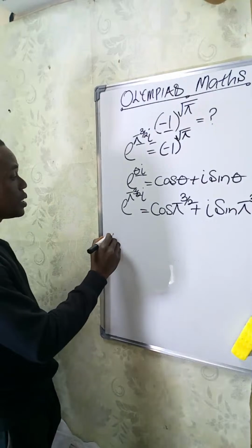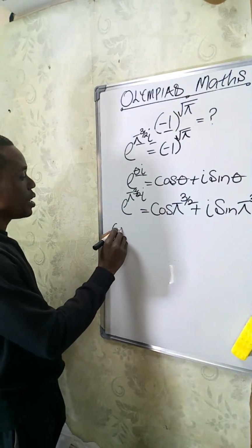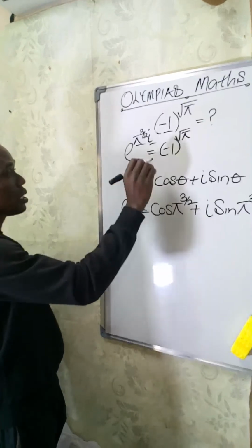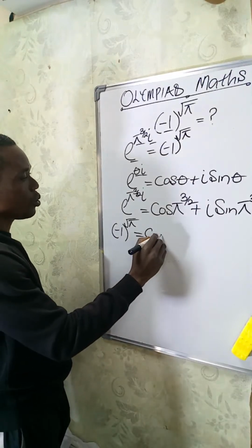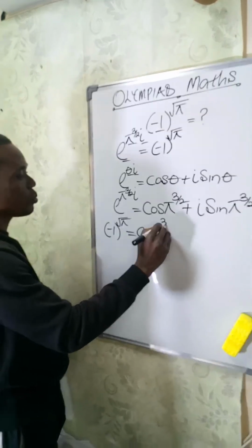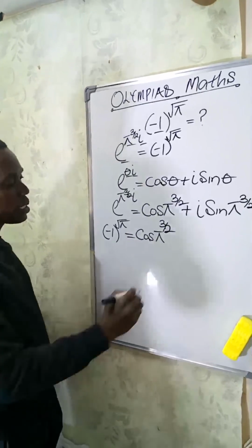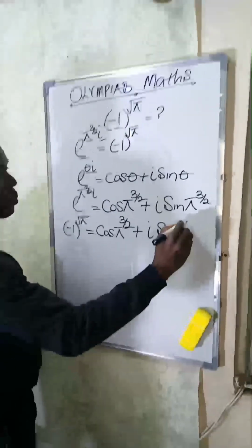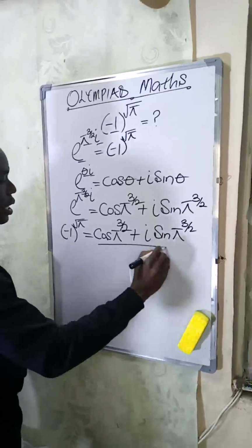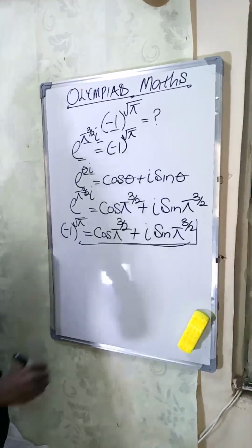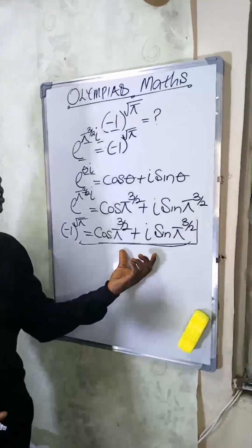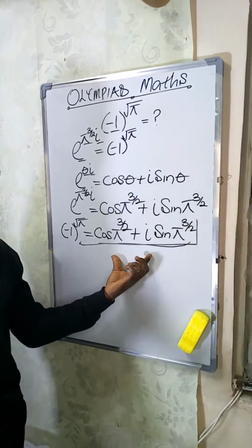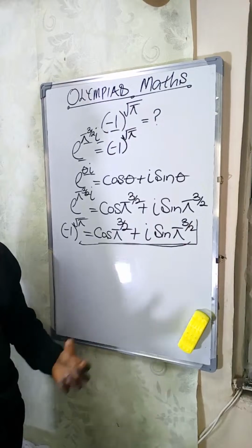So that simply tells me that the value of negative 1 to the power of the square root of pi, which is still this, can simply be equal to the cos of pi to the power of 3 divided by 2, right? Plus i multiplied by the sine of pi to the power of 3 divided by 2. And that is the solution we are actually looking for. So you see, such an expression can be broken down to give us this solution. And this is the solution we are actually looking for in this Olympiad Maths question.